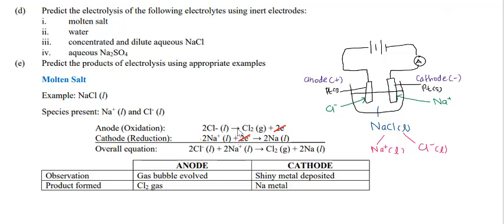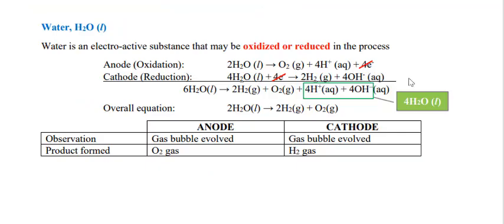From the half-cell equations, we can see that the chloride ion undergoes oxidation and forms chlorine gas. Since chlorine gas forms at the anode, we can see gas bubbles evolve at the anode electrode. At the cathode, sodium metal is formed, so we can see a shiny metal deposited at our cathode electrode. The product formed at the cathode is sodium metal.